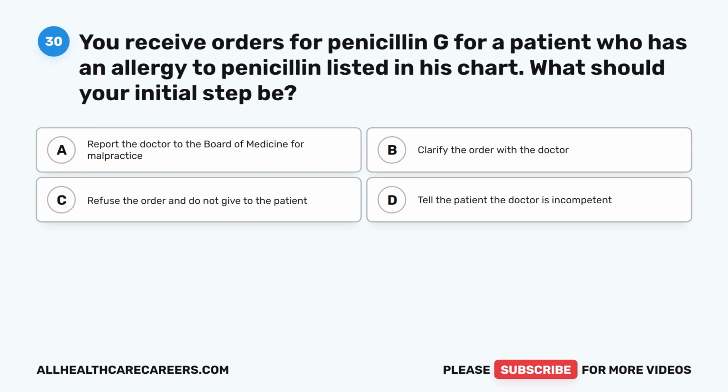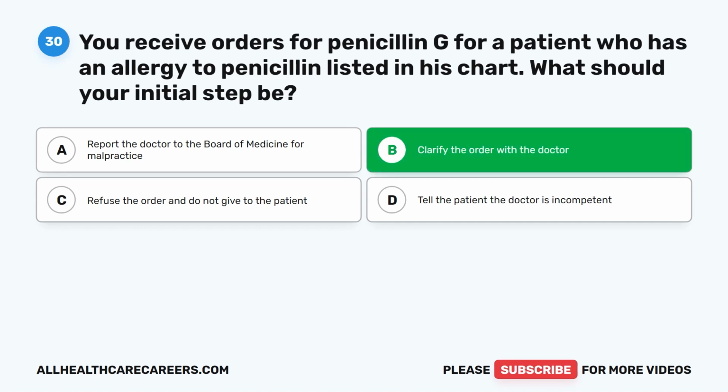You receive orders for penicillin G for a patient who has an allergy to penicillin listed in his chart. What should your initial step be? A. Report the doctor to the Board of Medicine for malpractice. B. Clarify the order with the doctor. C. Refuse the order and do not give to the patient. D. Tell the patient the doctor is incompetent.